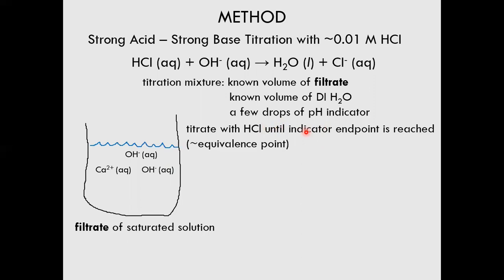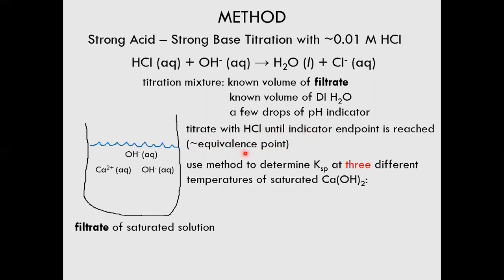And if we choose the appropriate indicator, then that indicator's endpoint, where we stop, will be at least a good approximation of what we're really after, which is the equivalence point. We'll use this titration method to determine the KSP of calcium hydroxide at 3 different temperatures: room temperature, warm temperature, and a hot temperature.